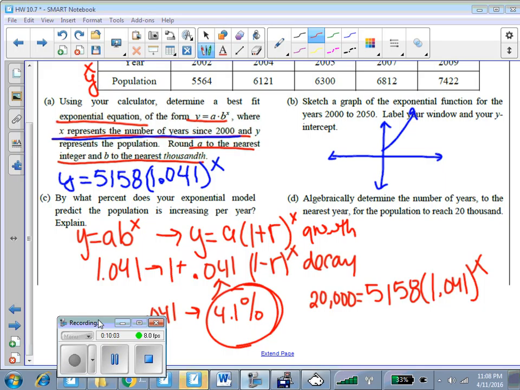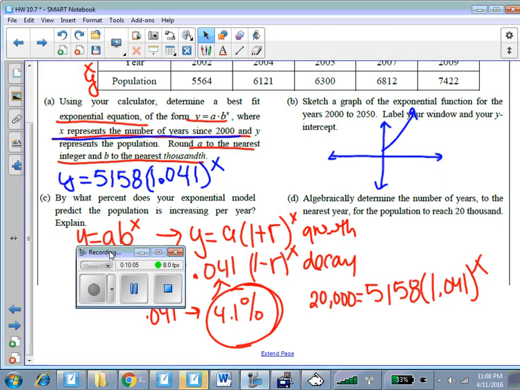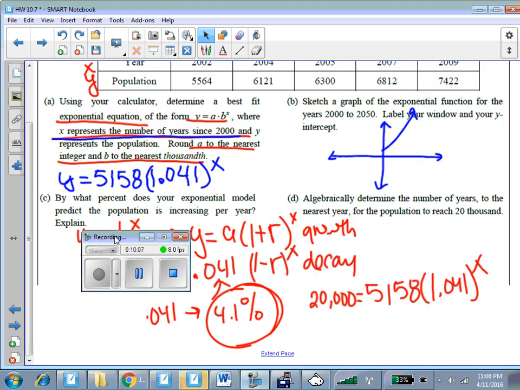I'm going to leave this problem for you guys to finish. Think back to how you might solve for x when x is a variable in the exponent.